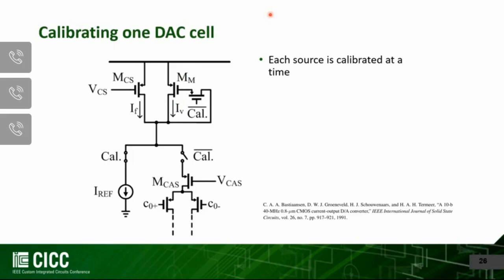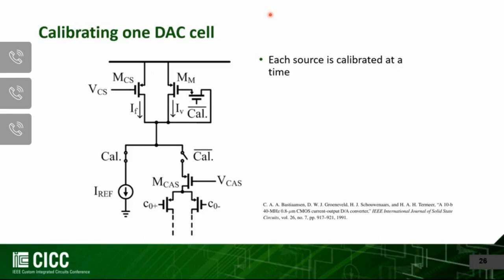If the total current is too high because MCS turned out to give too much current, then MM will add just a little current to the total. If the total is too small, because MCS turned out to give too little current, then MM will add more current to compensate for it. Typically, MCS will be larger to supply 90% of the desired total current, while MM will be much smaller in order to supply the remaining 10% to 20% of the total current for error correction.